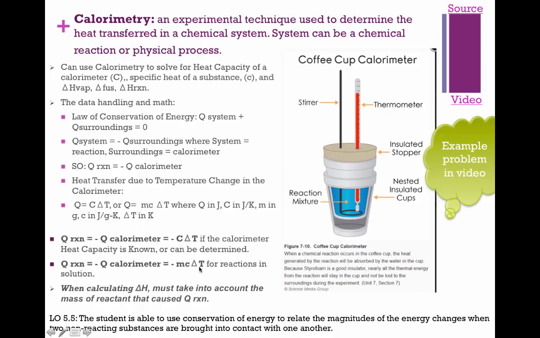So if we don't have to worry about the calorimeter, then we can just use MC delta T. And then notice down here, when calculating delta H, we have to take into account the mass of reactant that caused our Q. That's why your delta H is always joules or kilojoules per mole or per gram of however many reactants, whatever mass of reactant that we used.